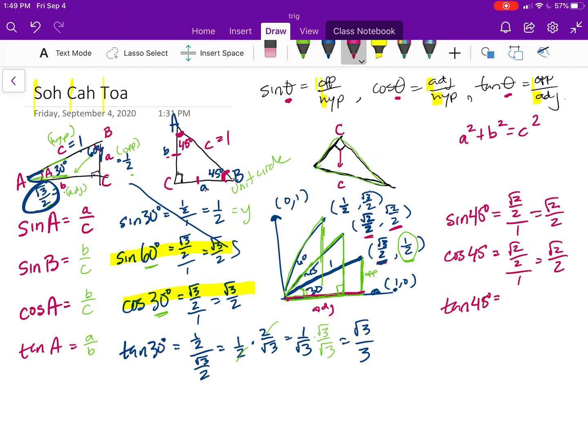Tangent is opposite over adjacent. Well, if they're the same, anything divided by itself is 1.